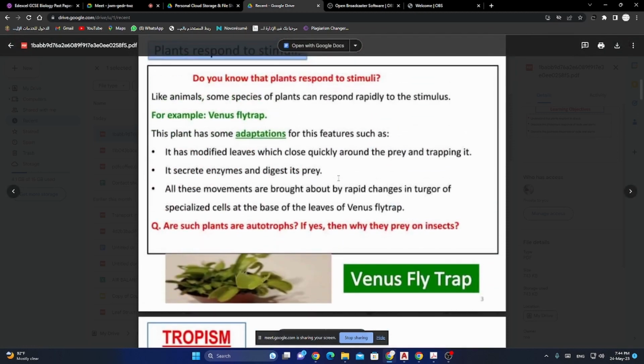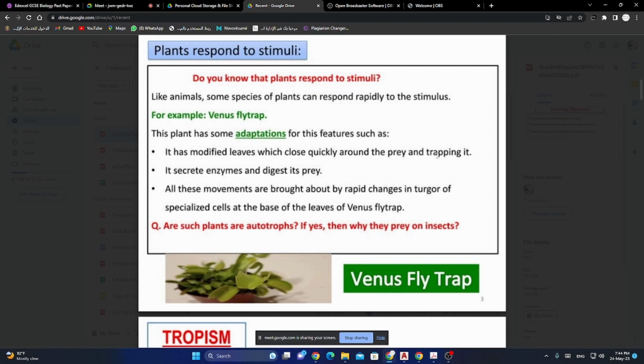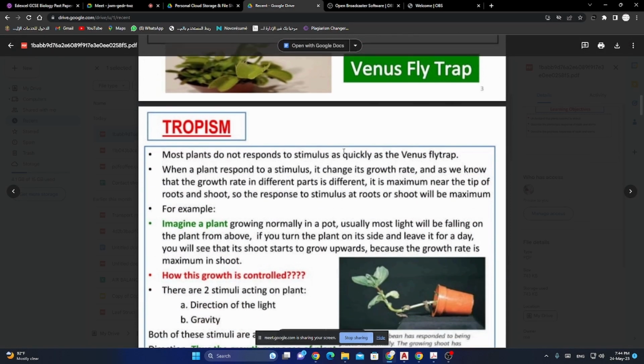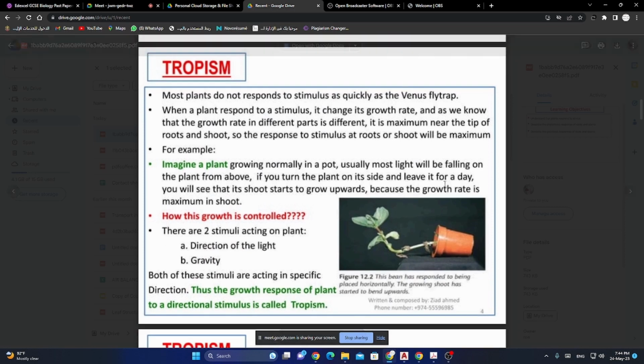Okay, we've talked about some rapid types of response to stimuli. But as we've said before, plants usually respond in a much slower manner to any kind of stimuli. This response to stimuli is called tropism. When a plant responds to stimuli, it can change its growth rate. And as we know, the growth rate in different parts is different, maximum near the tip of the roots.